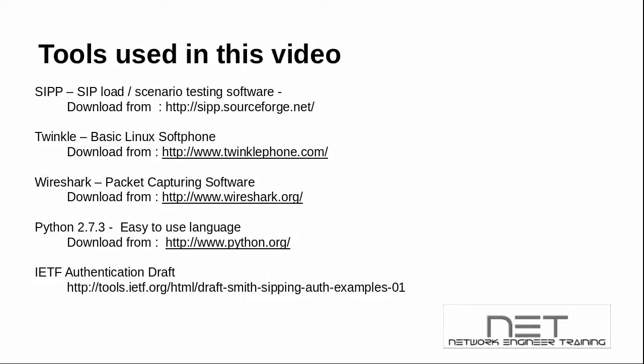There's a couple of tools that I'm going to use in this video. The first one is SIPp, which is used for SIP load testing and building different SIP-based scenarios. There is a soft phone that I'm using on my virtual machine called Twinkle. It's just a basic Linux soft phone. Going to launch Wireshark to do a packet capture. There is a small script that is written in Python, and there's also a link there for the IETF draft that explains how the SIP digest authentication works. It goes into a little bit more detail than what I'm going to go into in this video.